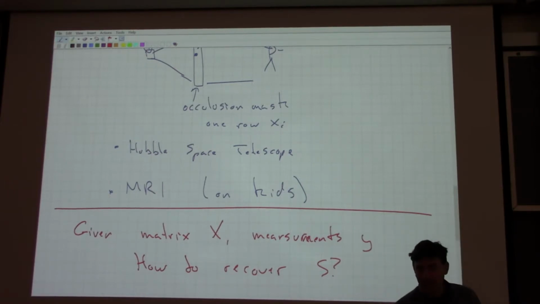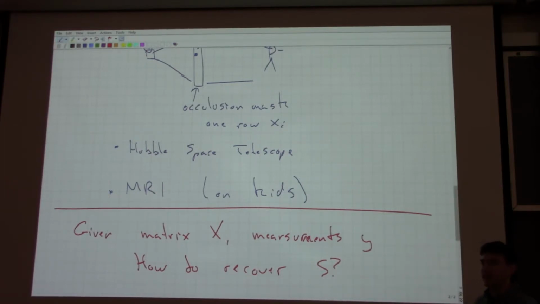And now we're in this regime where the number of measurements is much less than the number of bits in S. So we can't use the least squares approach, because we don't have enough measurements.